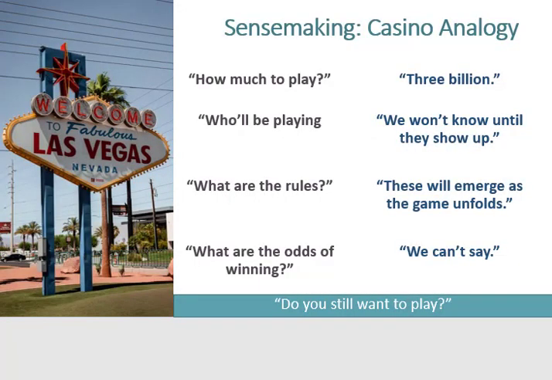This leads us to the classic sense-making analogy Brian Arthur developed in 1996. He used a casino analogy to give an example of how sense-making is needed when there's uncertainty. So imagine you're milling about in a large casino with the top figures of high tech.